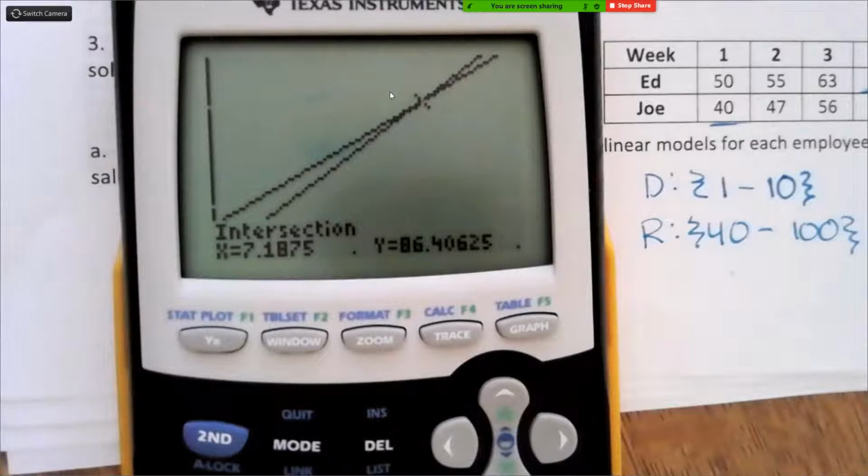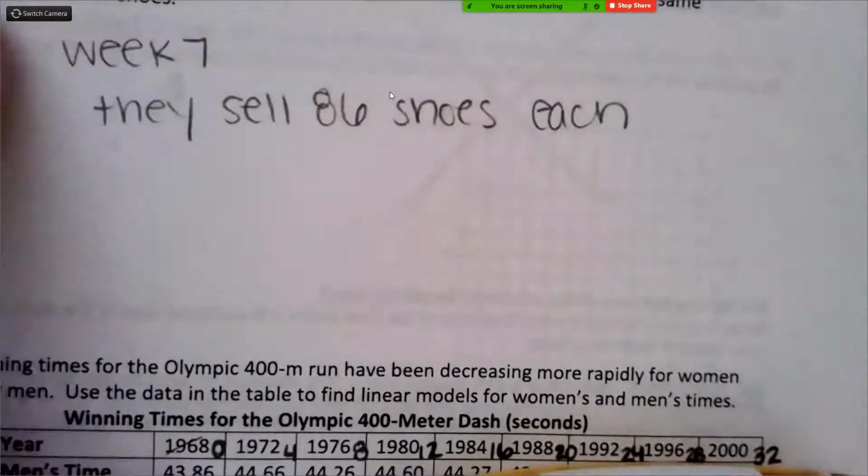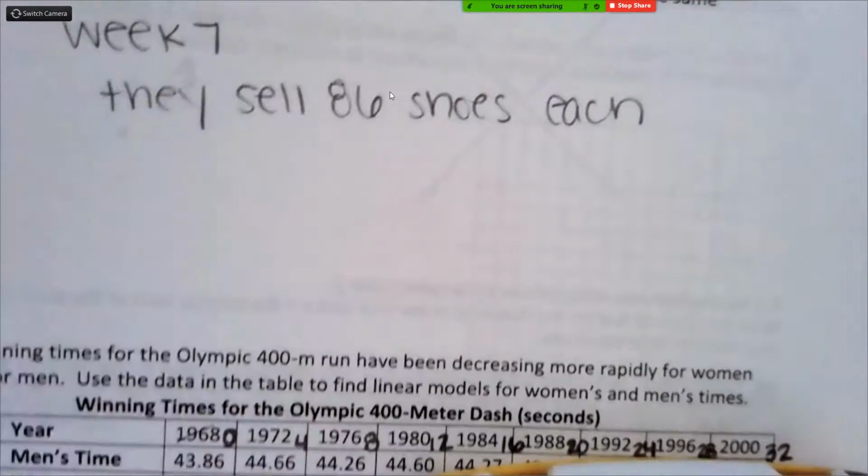So we're gonna look at one more example. Man, calculators are so cool. They are pretty cool. So again, at week 7, they would both sell 86 shoes.